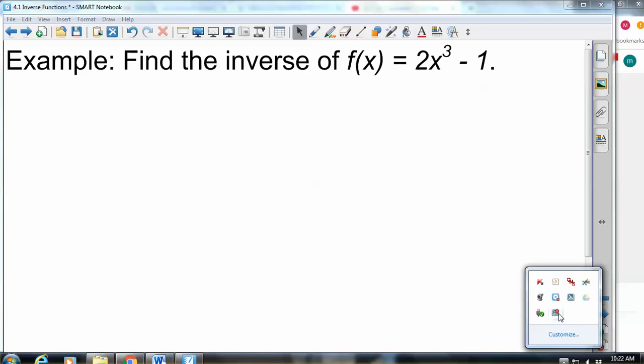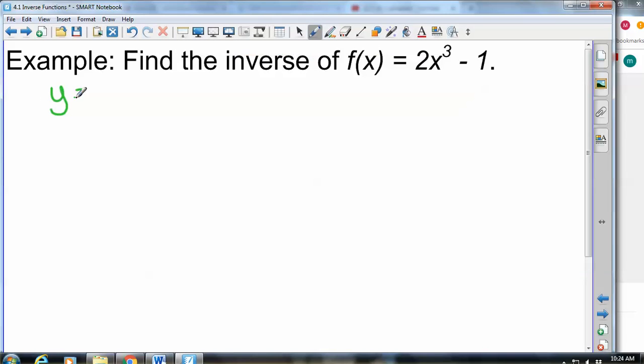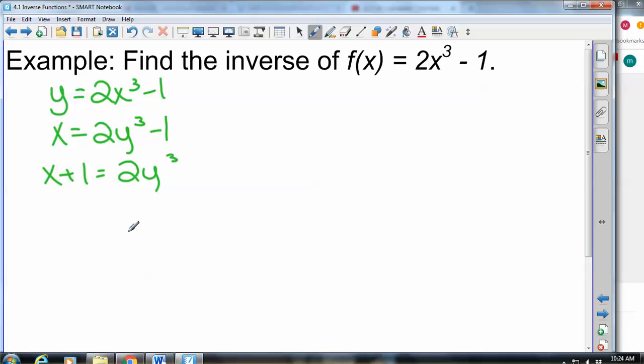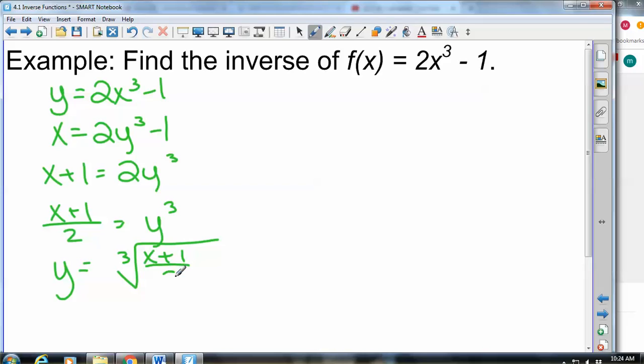Why don't you guys do this one? Replace f of x with y. Switch x and y. Solve for y, so add your 1. Divide by 2. How do you get rid of a cube? Do you have to have a plus or minus for that? Only for even roots. So it's the cube root of x plus 1 over 2. Change y to f inverse of x.